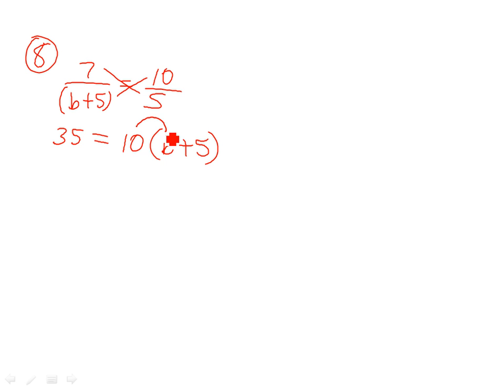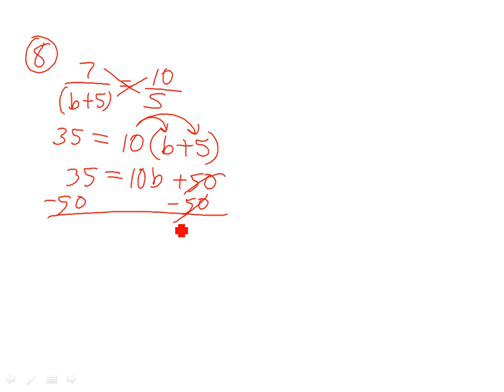Yeah. There you go. You distribute. Everybody remembers distributing. 10 times b gives you 10b. 10 times 5 gives you 50. Now what do we do? Minus 50 on both sides. That gives you negative 15 over there, right? Somebody tell me if I do any math wrong. Then what do we do? Divide by 10.